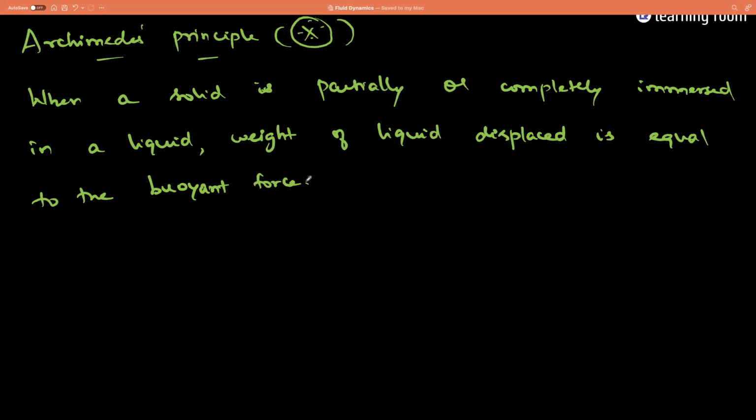In your lower grades, you would have learned something like this: the volume of the liquid displaced is equal to the volume of the solid immersed. That is obvious. However much is the volume of the solid that has got in, that will be the volume of the liquid that has got displaced. Whereas in this case, what is going to happen? When a solid is partially or completely immersed in liquid, the weight of the liquid displaced is equal to the buoyant force. So when we say this, listen.